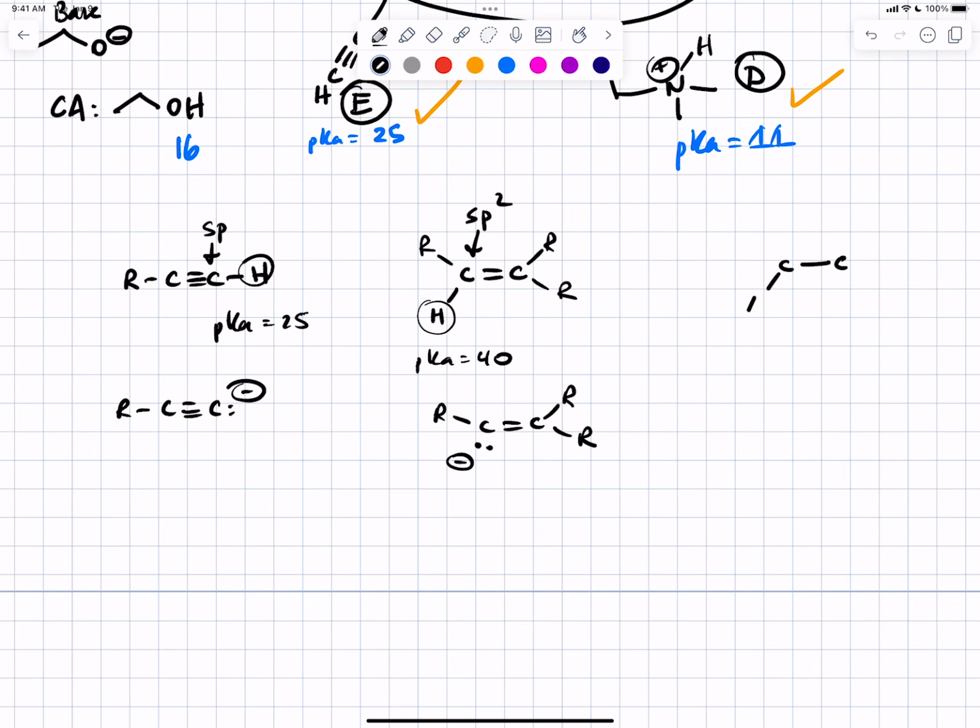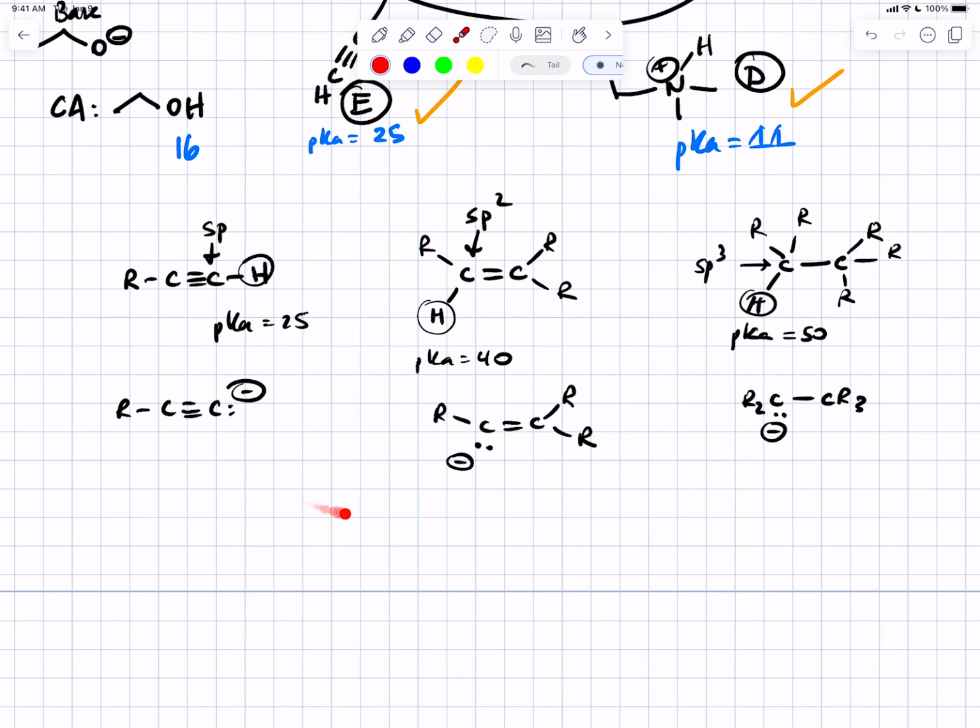And if we go to the corresponding alkane, I'm just going to use R groups willy-nilly here so we can focus on one proton. That pKa of the proton is around 50. So that's what changes when you have a carbon in the conjugate base that goes from sp to sp2 to sp3. All right? Why do you think that makes such a big difference?